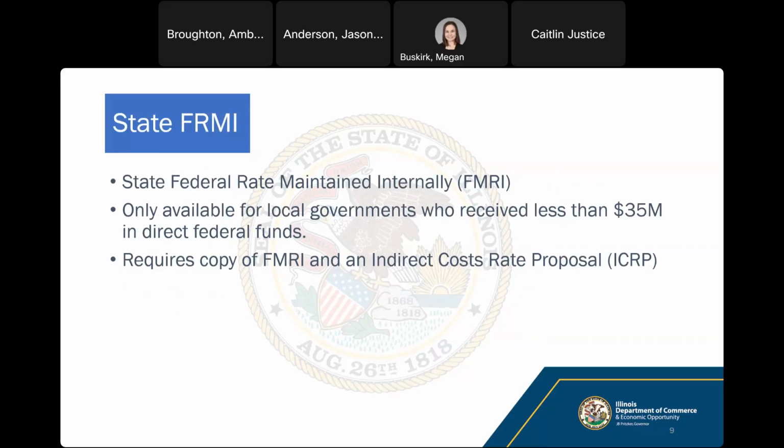All right, next up we have the state federal rate maintained internally, or state FRMI. This is an option available only to local governments who have received less than $35 million in direct federal funds. Local governments are to submit a copy of their FMRI as well as the indirect cost rate proposal when electing this rate and annually for review.